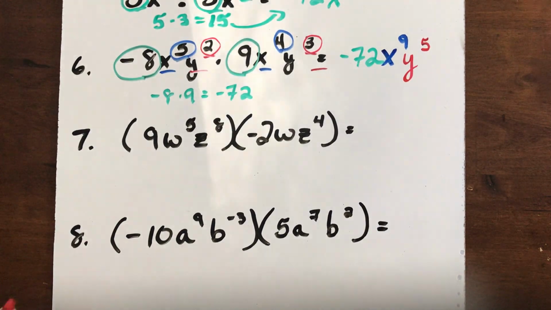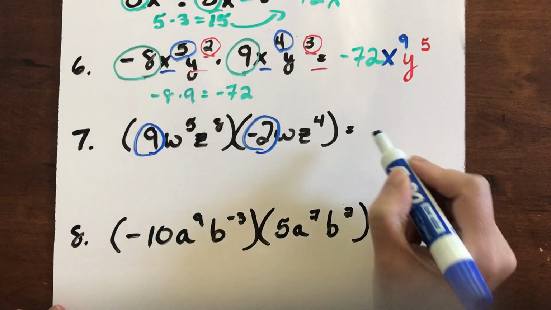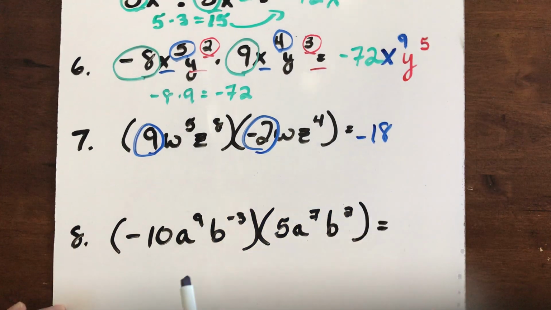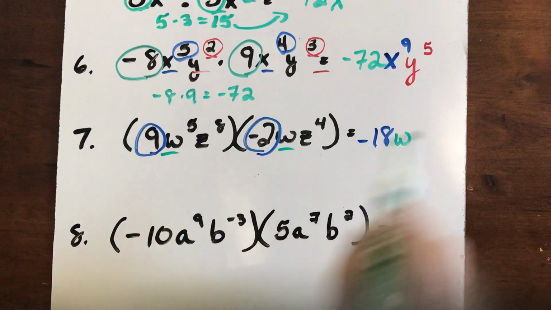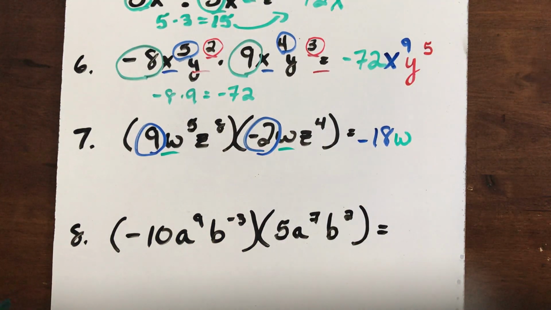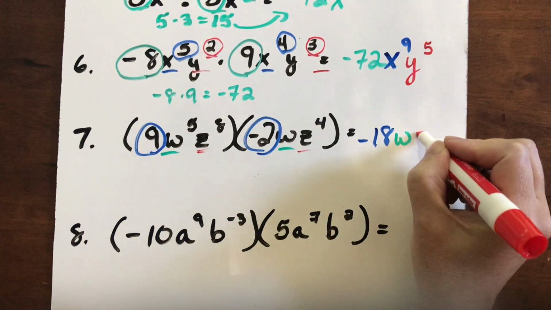So 9 times negative 2. Okay, here is the coefficient. Let's multiply that together. You're going to get negative 18. I got 2 different bases. I got w's, okay, and then I have a z. Now I put my line through my z's, and there's a z.